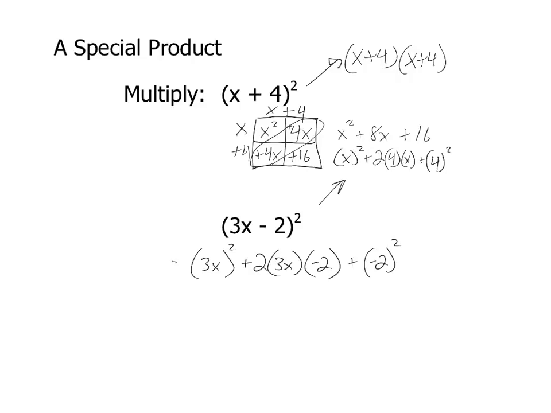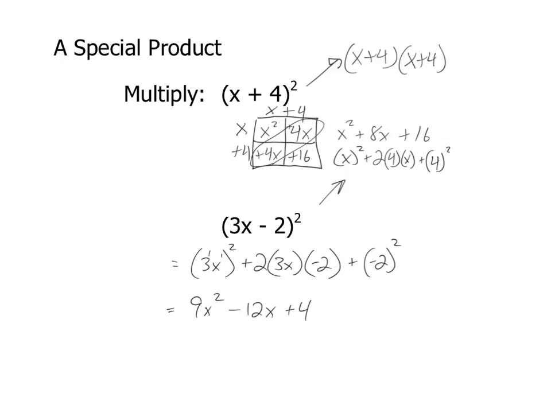And now I just have to simplify a little bit. Let's see, if we square 3x, remember, we're going to multiply the exponents, so we get 3 squared, or 9x squared. And then when I multiply in the middle, 2 times 3x is 6x. 6x times negative 2 is negative 12x. And squaring negative 2, negative 2 times negative 2, is a positive 4. And that's my trinomial answer.